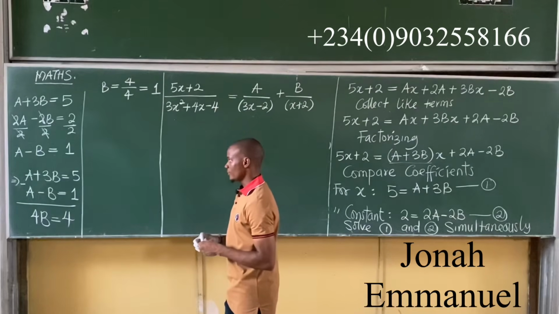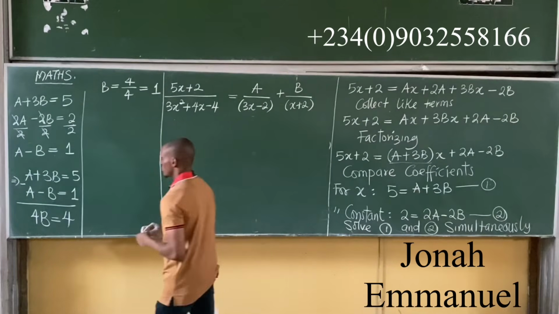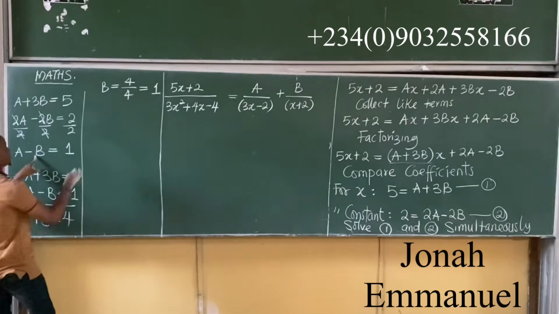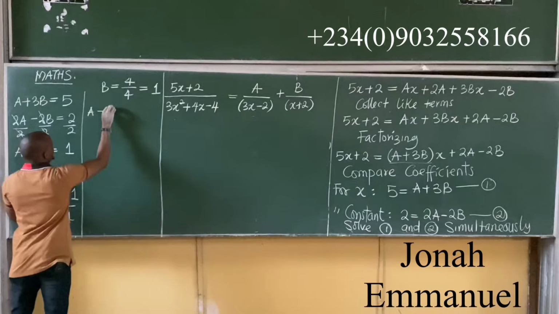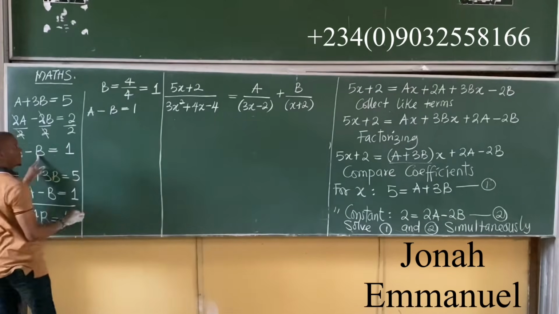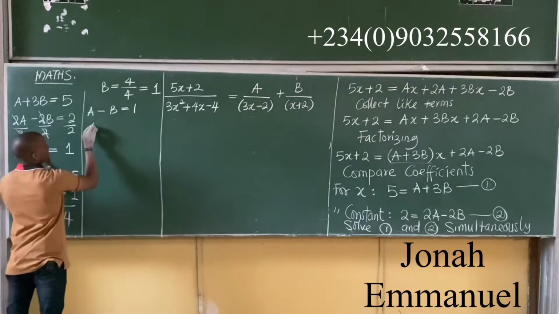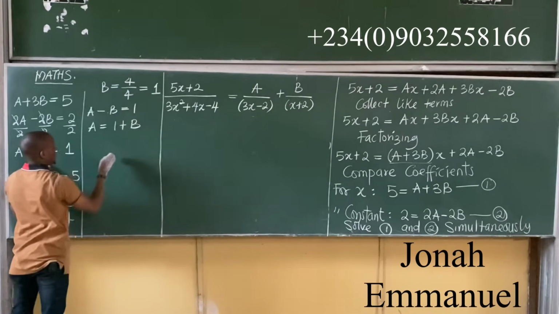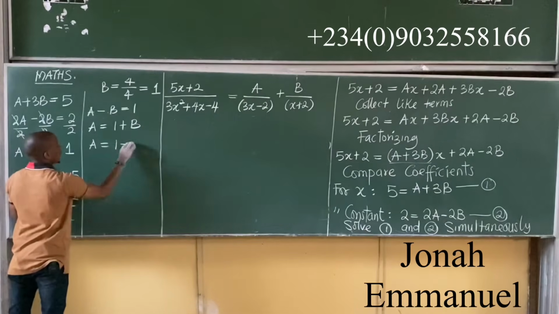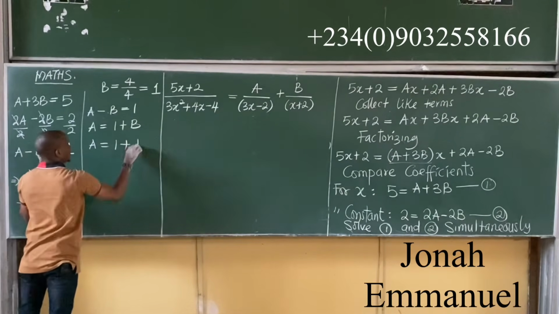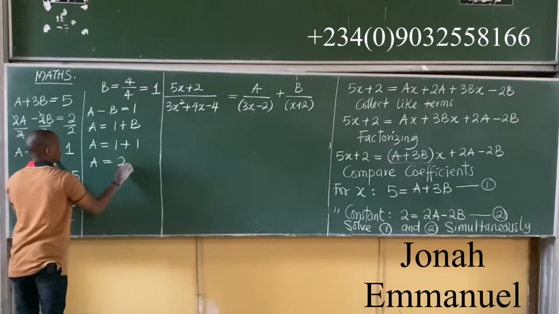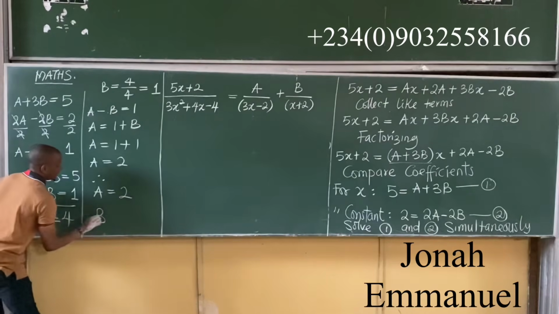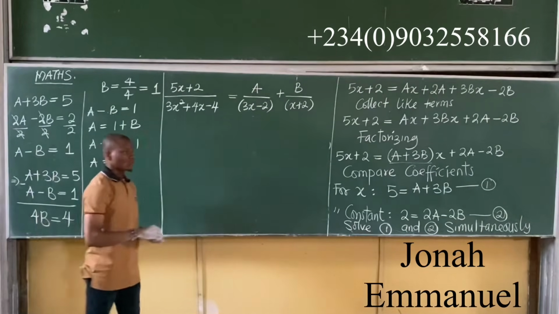Next up, let's get a. So using any of the equations from here, we said that a minus b is equal to 1. So moving b over there means that a is equal to 1 plus b. That means that a is equal to 1 plus, we got b as 1. So a therefore is equal to 2. So therefore it means that a is equal to 2 and b is equal to 1.